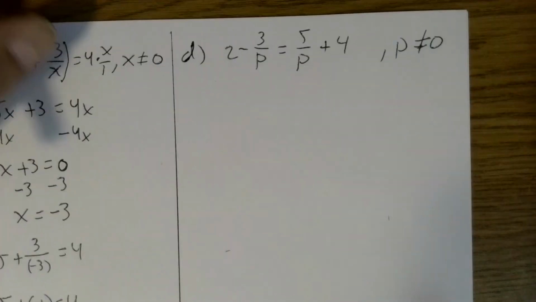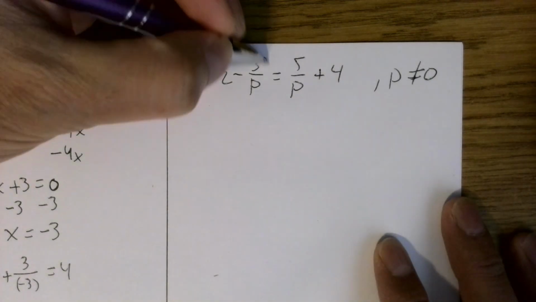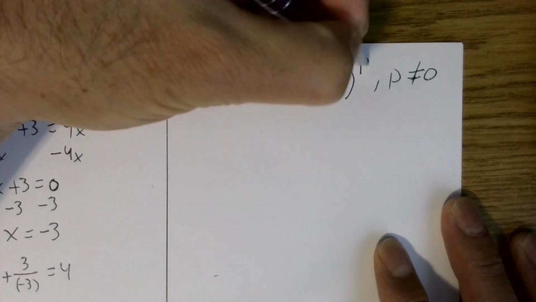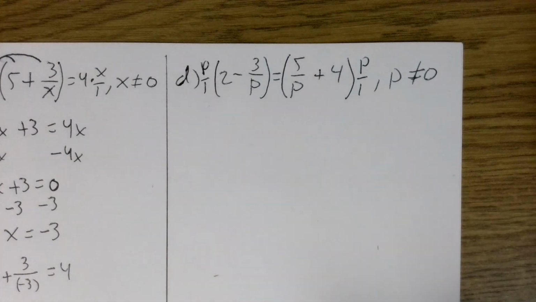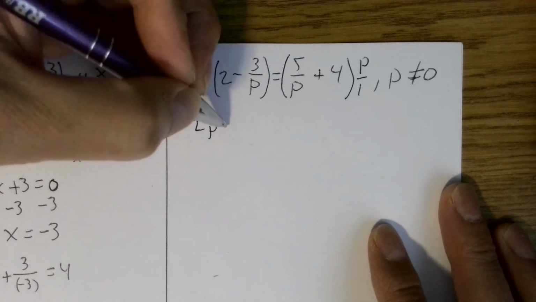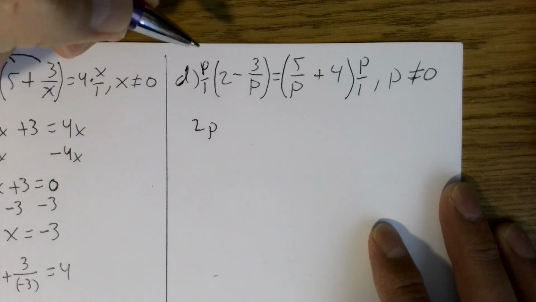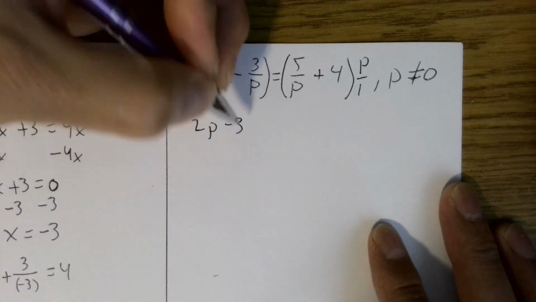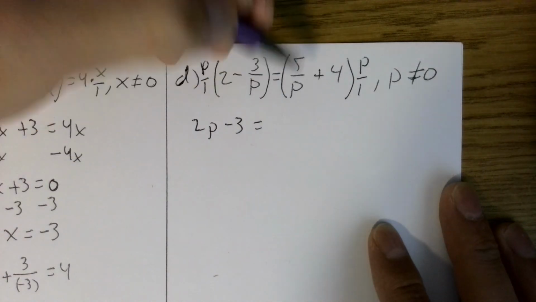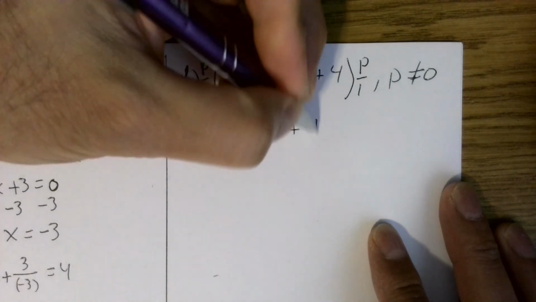Okay, and one more, D. Again, I want to multiply both sides by p over 1. That's going to make it look like something we've seen before. So p times 2 is 2p. P over 1 times negative 3 over p. Well, the p over p is going to equal 1 again, so we're left with just 3. P over 1 times 5 over p. Again, the p over p is 1, so that's just 5. And then we've got 4 times p is 4p.